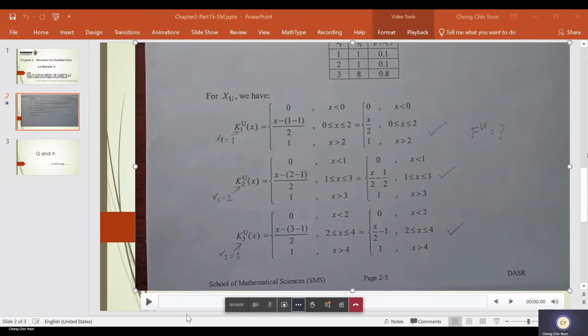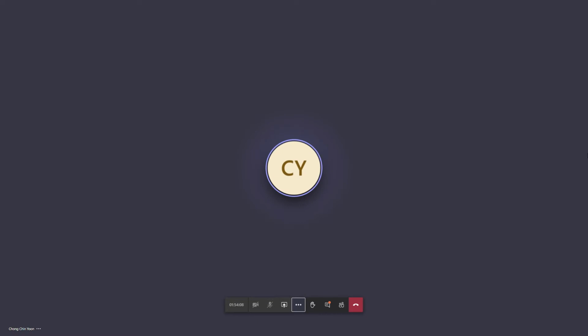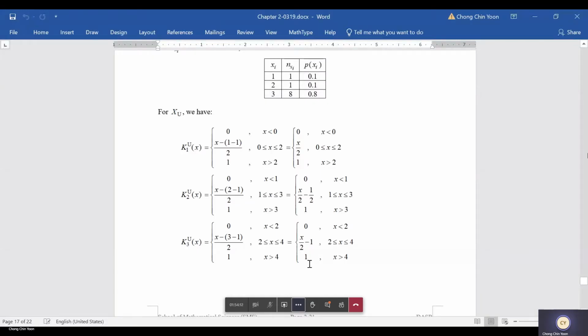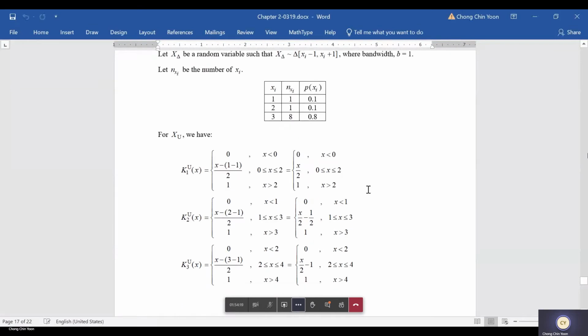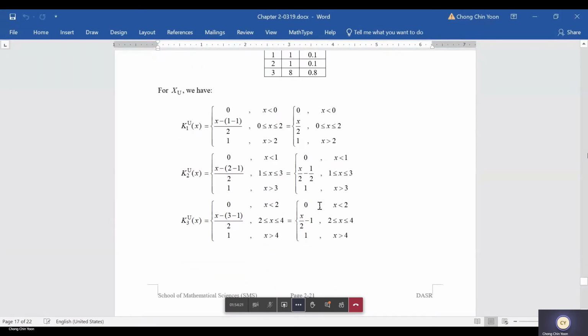So okay, let me share you this. Okay, so I hope you can see this Word document that we have stopped at here just now. Can you see this Word document before I go further?